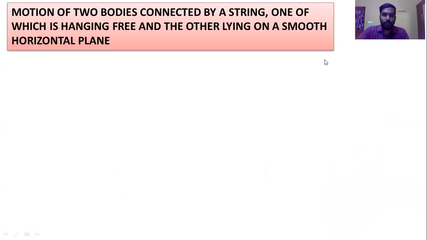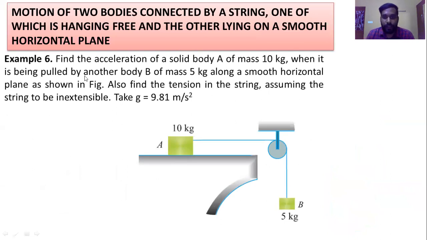Okay. So one more problem. Motion of two bodies connected by a string, one of which is hanging free and the other lying on a smooth horizontal plane. For example, let us find the acceleration of the solid body A of mass 10 kilogram when it is being pulled by another body B of mass 5 kilogram along a smooth horizontal plane as shown in the figure. Also find the tension in the string, assuming the string is inextensible, and take g as 9.81 meter per second square.